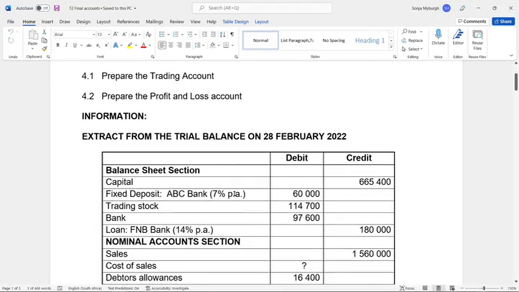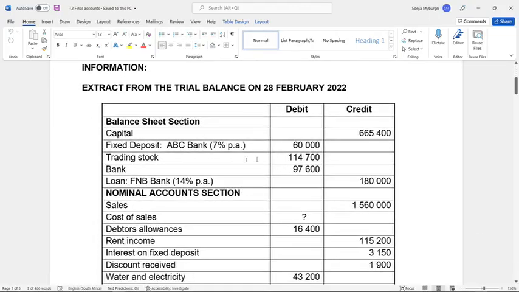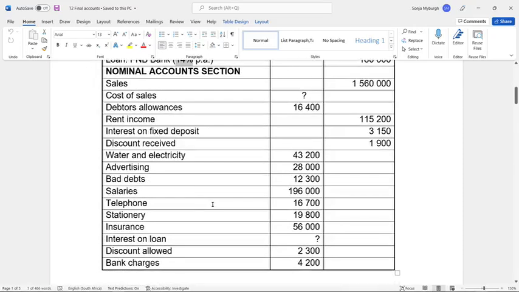They give us an extract, the capital, there's a fixed deposit, and the interest is 7% per annum. Trading stock, bank, we've got a favorable bank account. Loan, we borrowed money at 14% per annum. All the nominal accounts, sales, question mark at cost of sales, debtors allowance, all the income, all the expenses, question mark on interest on loan.